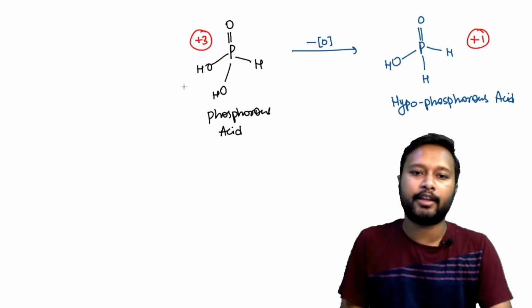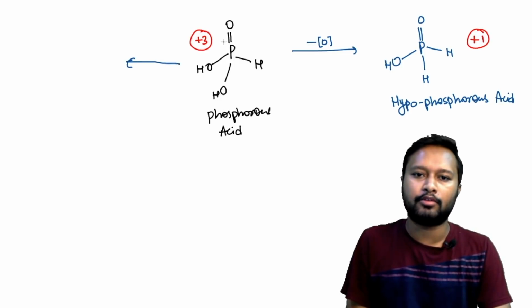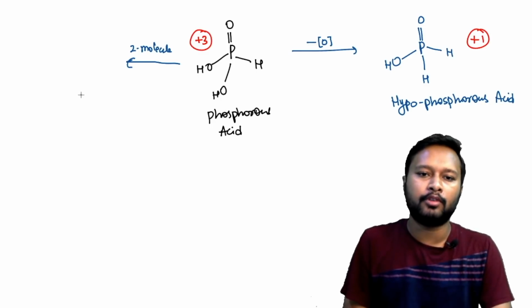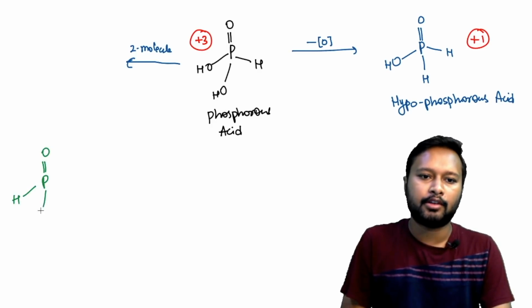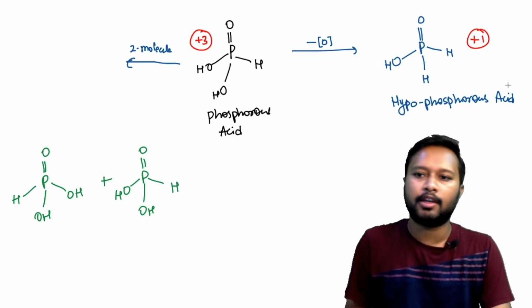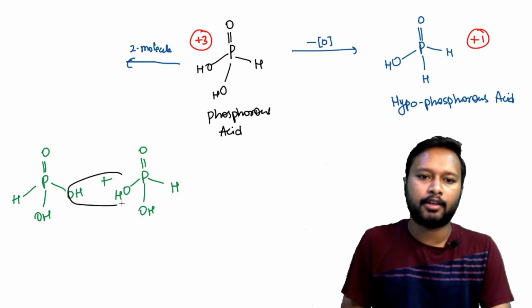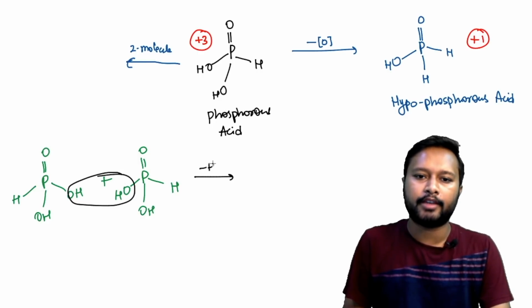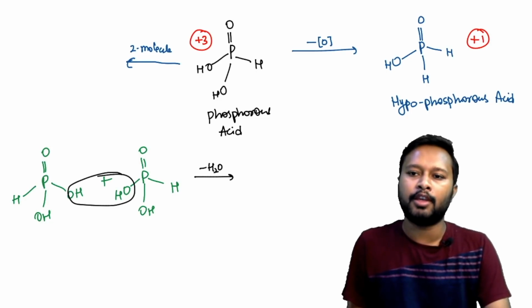The other one which I can derive is by taking 2 molecules of this. I am just going to take 2 molecules of this and draw it here. So I have P double bond O and I have H, OH and OH, and I take the other molecule as well, OH, OH and H. Now I can remove a water molecule from here. Removal of a water molecule gives you pyro acids.